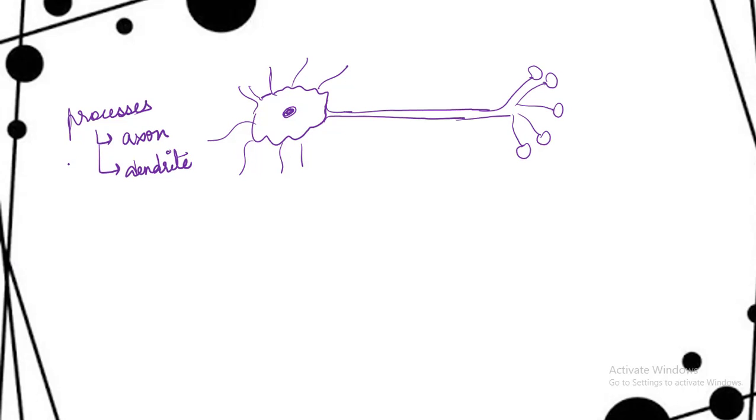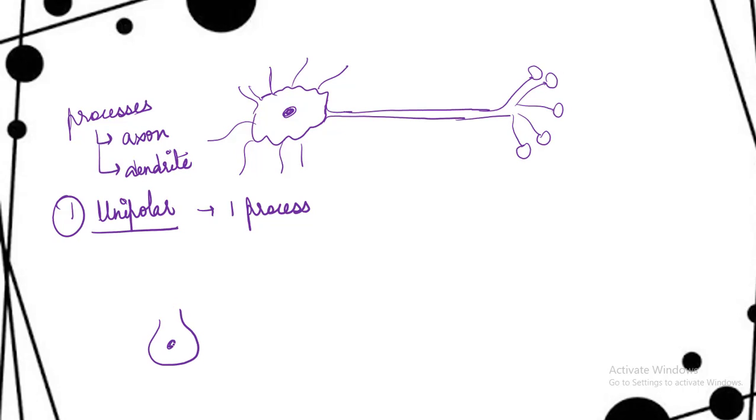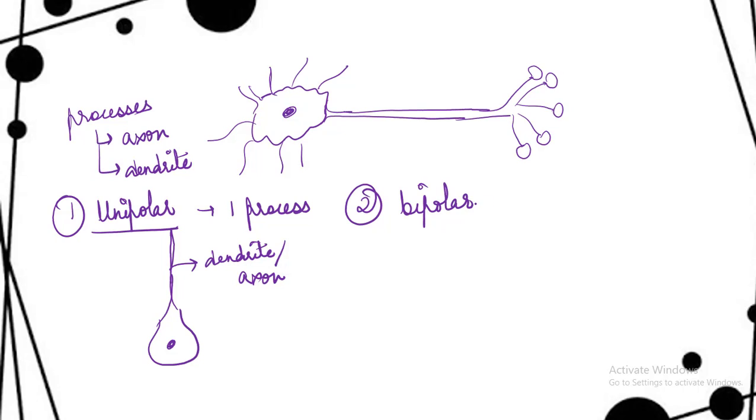So based on the number of processes, number 1 is unipolar. Unipolar means there will be only one process. This is a cell body, the cell body will have a nucleus, and it has only one process. This one process will act as a dendrite, and this one process will also act as an axon. Then the second type of neuron is a bipolar neuron. Bipolar means there will be how many processes? 2 processes.